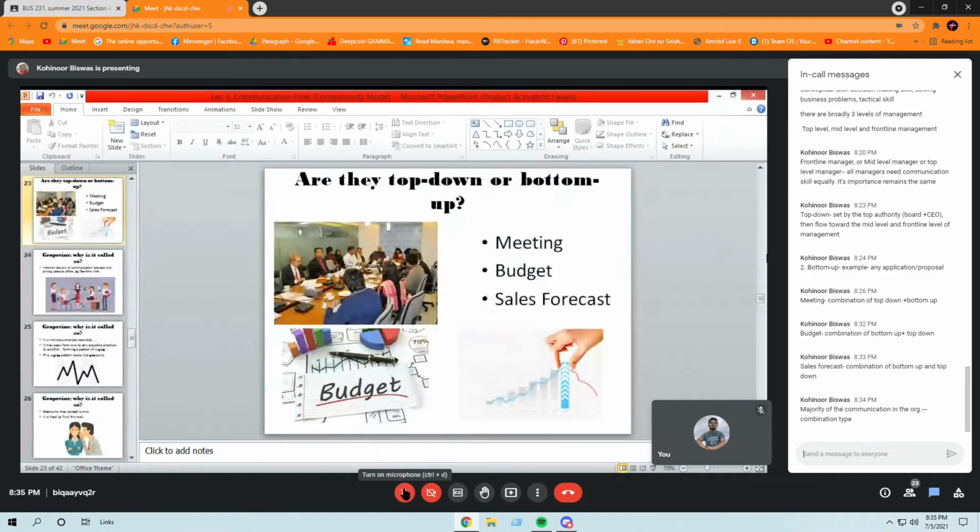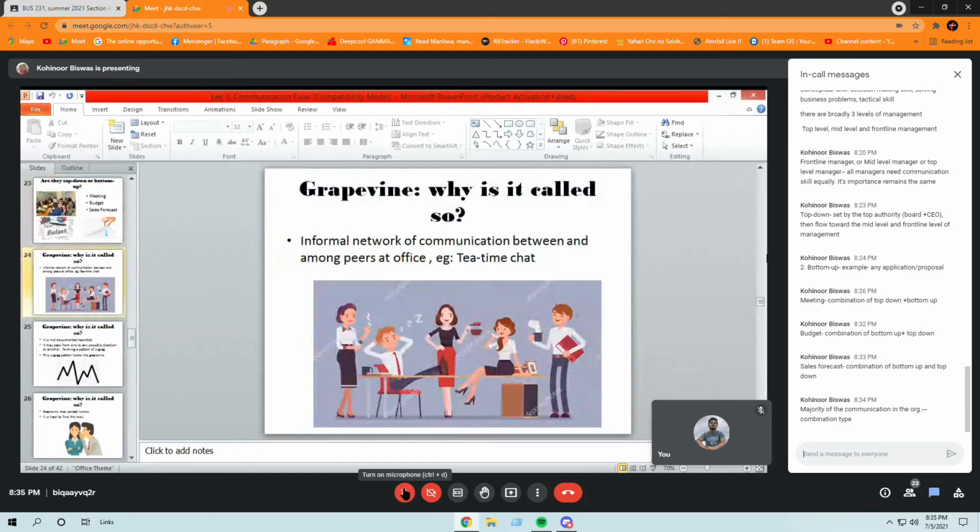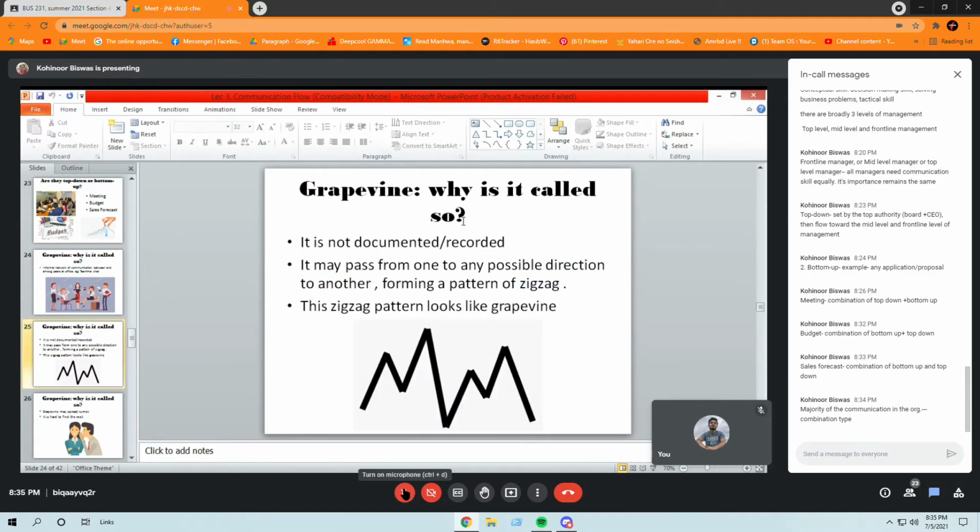Okay. Now, this is informal. So look at this. This picture can explain to you that informal network of communication between and among the peers, meaning colleagues at office, is called grapevine. So the colleagues will have some informal talk during tea time, for example, and this is called grapevine. Okay, now why is it called grapevine?